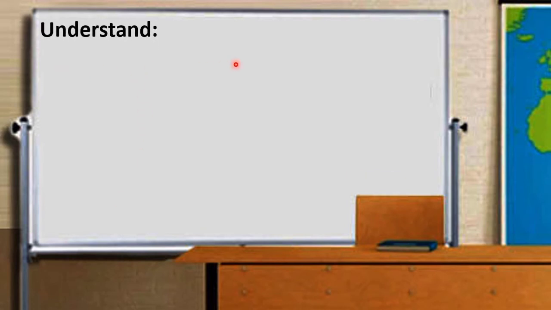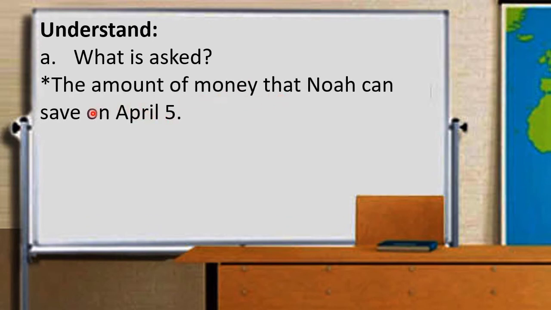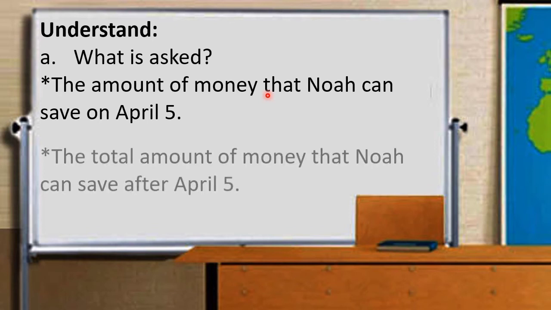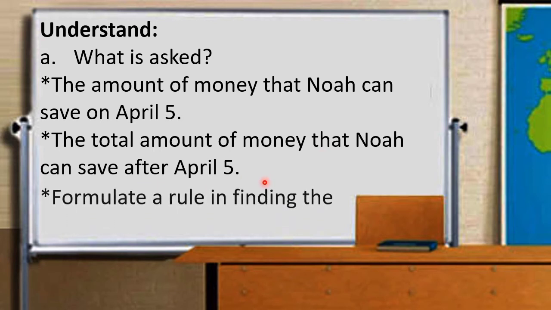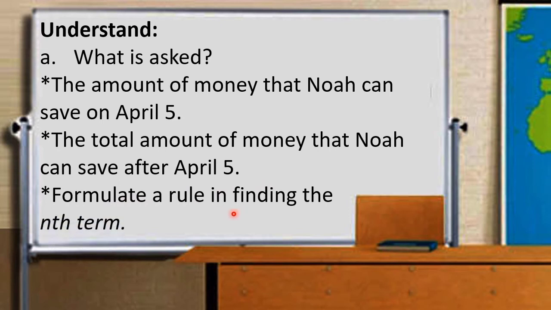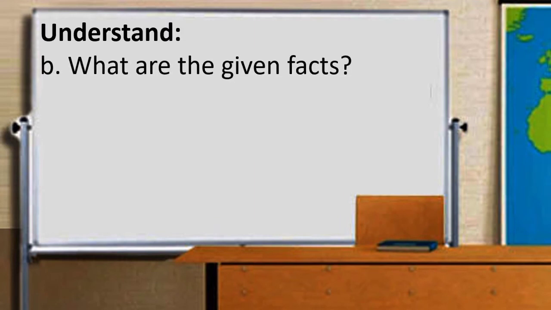First, let us understand. So we need to understand the word problem. What is asked? Yes, the amount of money that Noah can save on April 5 and the total amount of money that Noah can save after April 5. Formulate a rule in finding the nth term. Letter B, what are the given facts?